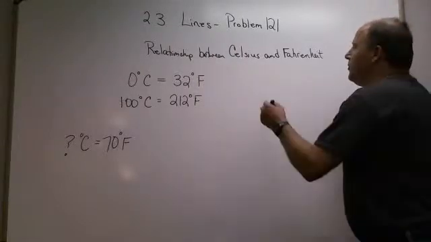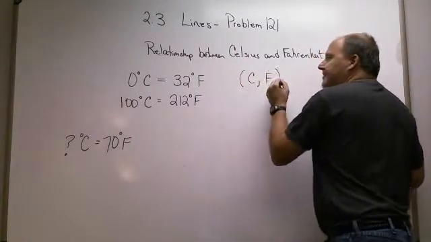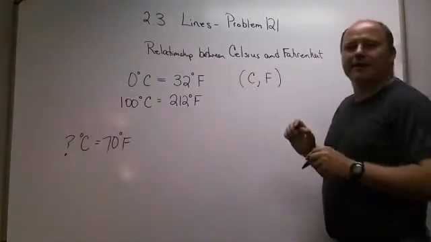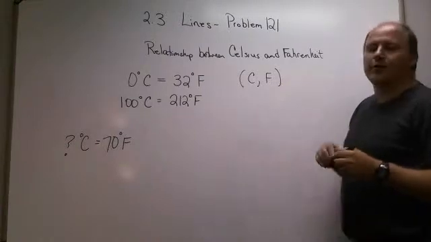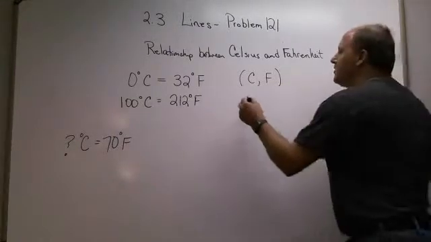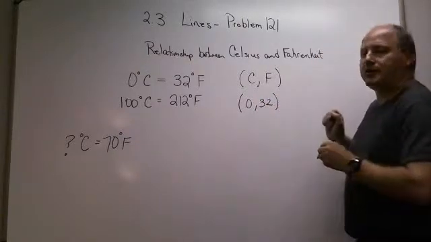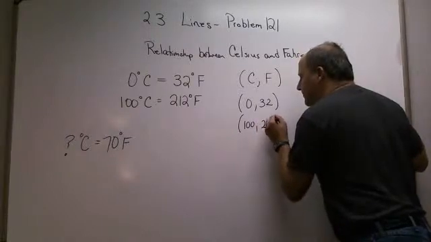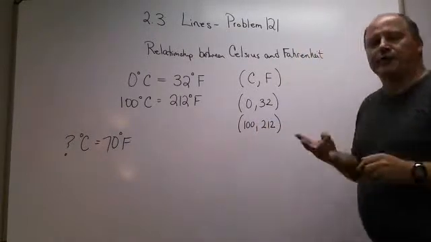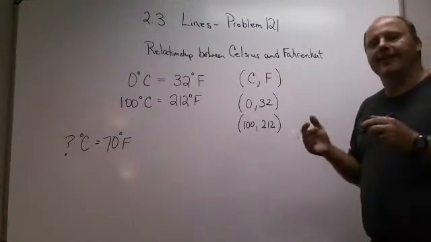So what I'm going to do is create ordered pairs in the form of C, F. The first coordinate in the ordered pair will be the Celsius temperature, and the second coordinate is the Fahrenheit. So this creates 2 ordered pairs, (0, 32) and (100, 212). So now that you have 2 points, you can create a relationship between the C and the F.